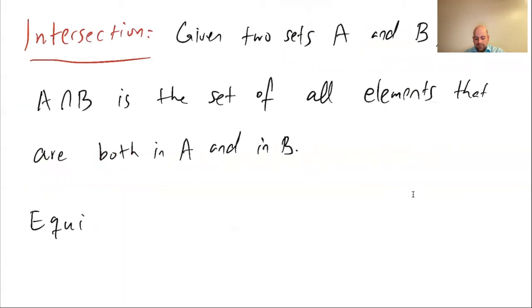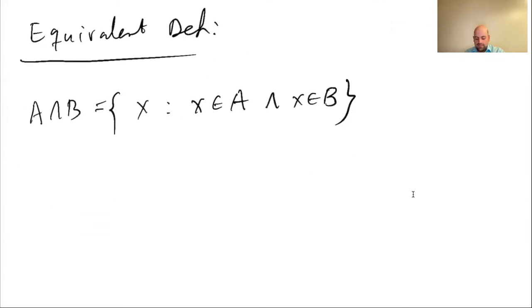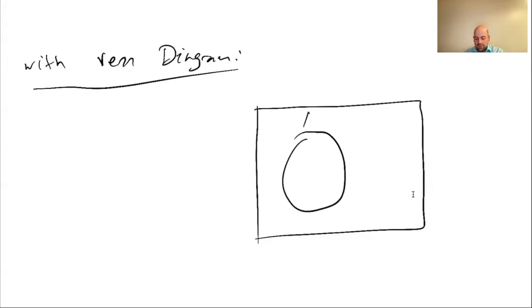So, an equivalent definition again. If I want to use the language of logic, A intersection B is the set of all elements X such that X belongs to A and also in B. And means what? It means conjunction, right? So conjunction, X belongs to B. And with a Venn diagram, how can I show the intersection? Again, I have two sets, A here, B here. And then A intersection B means the set of all common elements. So these are the common elements.